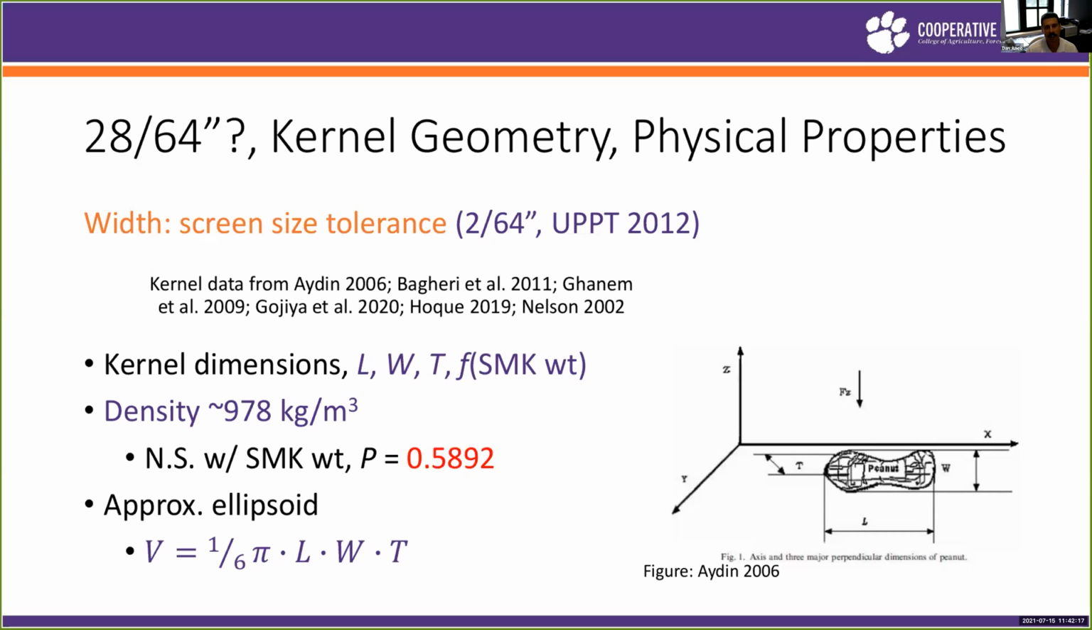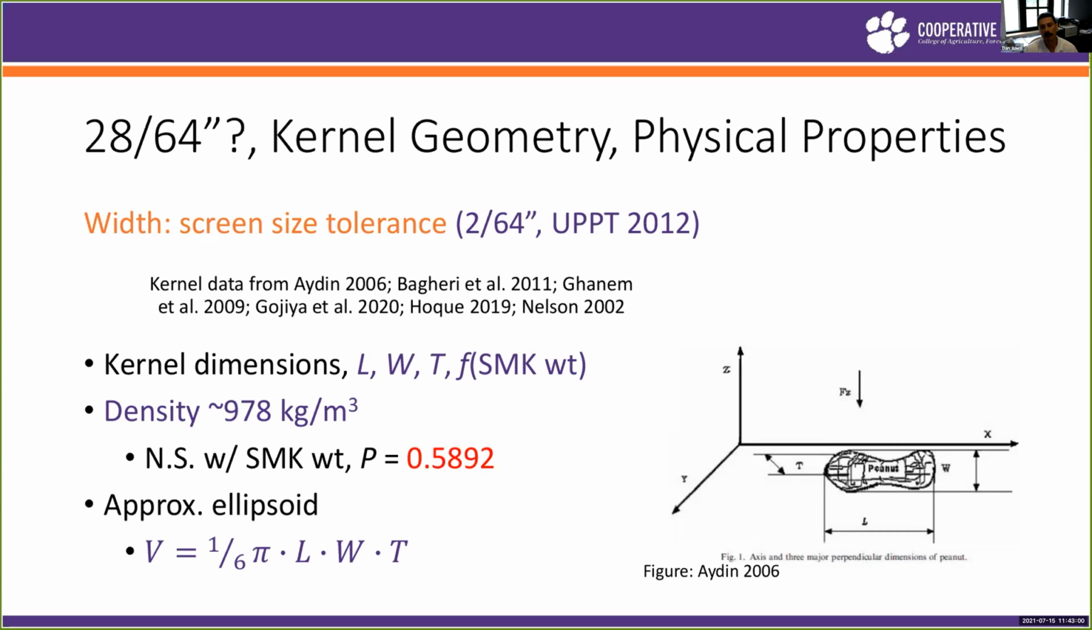And while we didn't have the direct shelling data for the 28/64 inch screen, we did the next best thing and looked at available published results for kernel sizes in order to get a handle on what the widths of these different kernels would be, in order to compare what the screen size tolerances would be for these different sheller screens. And utilizing the reference threshold advocated through the UPPT testing results, we have that 2/64 of an inch of a threshold of a larger size opening in the sheller screen compared to the largest size kernel that we would be shelling.